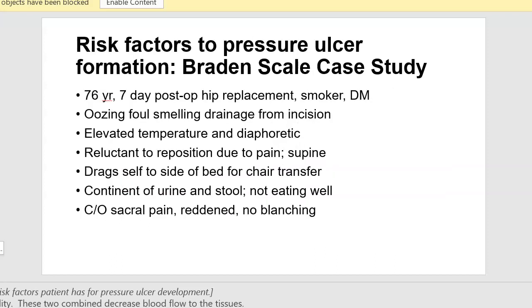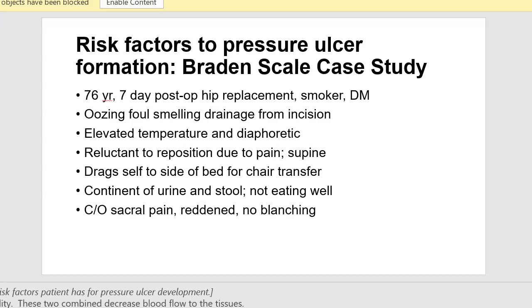So, risk factors for pressure ulcer formation. Throughout this presentation, we'll be looking at different people, case studies to help us learn more about skin integrity and wound care. And this is an example of a Braden scale case study. Using the Braden scale is important. It is also part of your clinical paperwork and also used in long-term care. And it's a tool to determine risk factors for pressure injury.